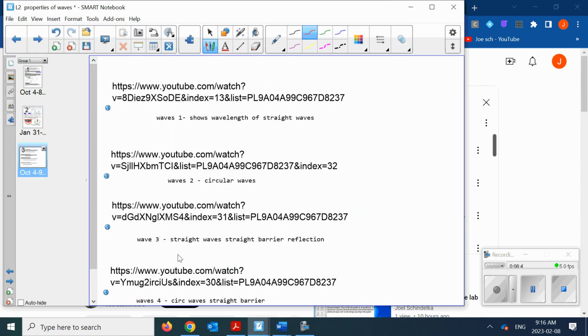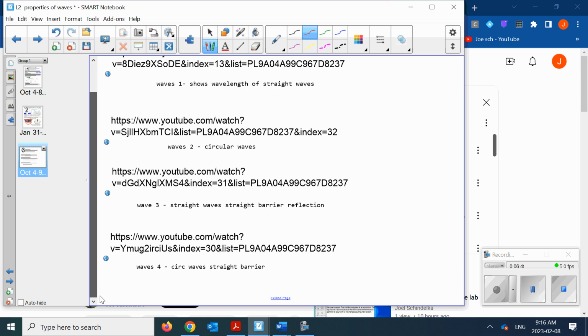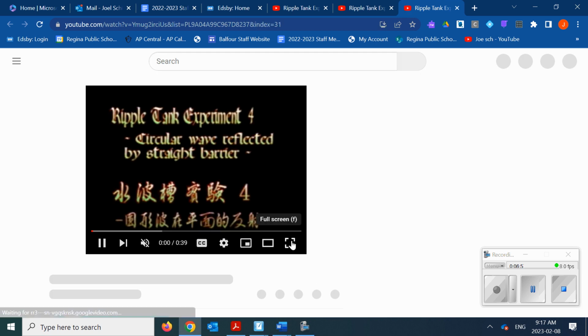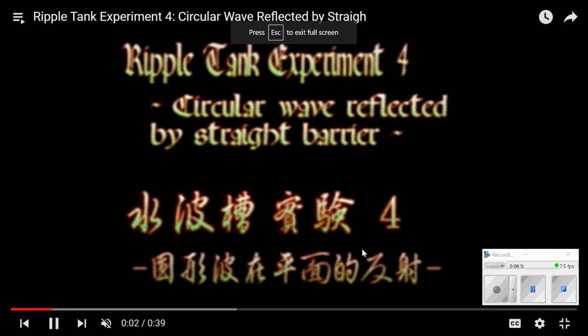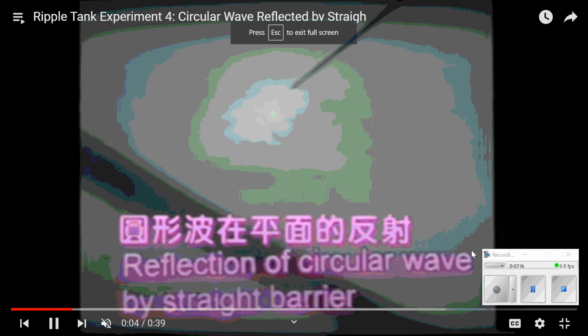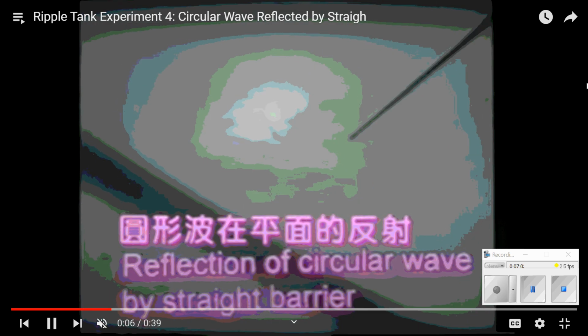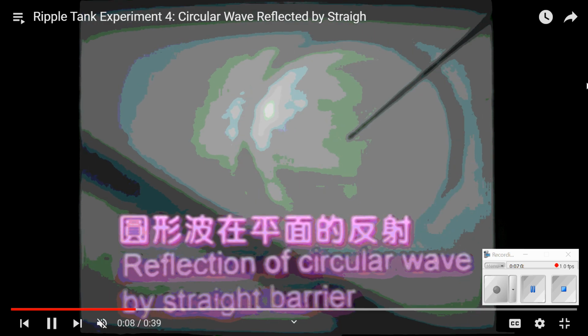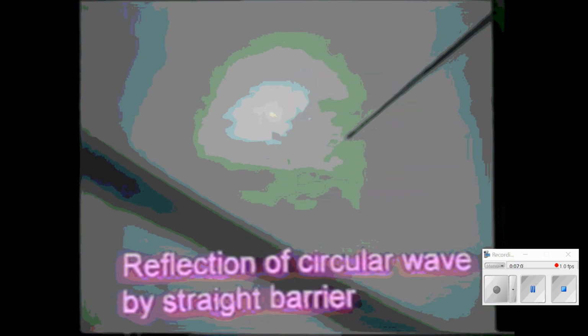Last, circular waves hitting a straight barrier, what we just kind of saw too. Actually, that one we didn't see too bad. Just to reinforce this. It's hard to see. Oh, there it's showing the reflection. It reflects right back at it. That's what we were trying to draw in our diagram, right?